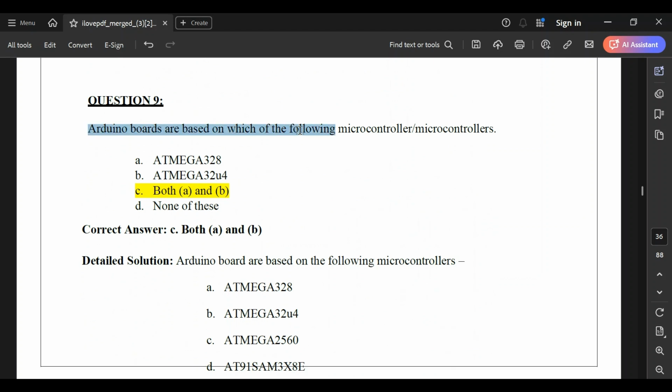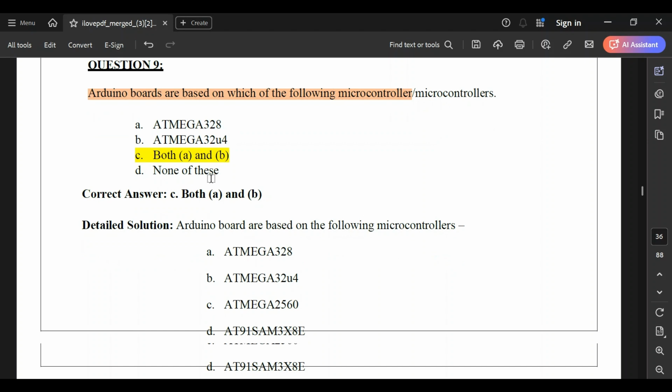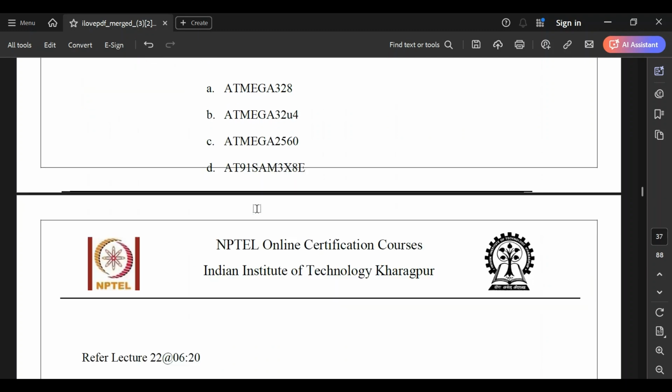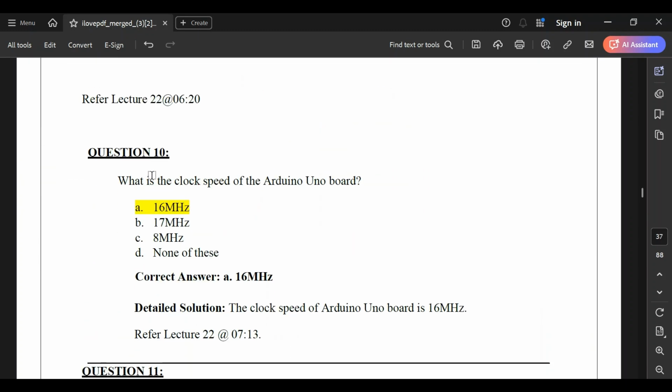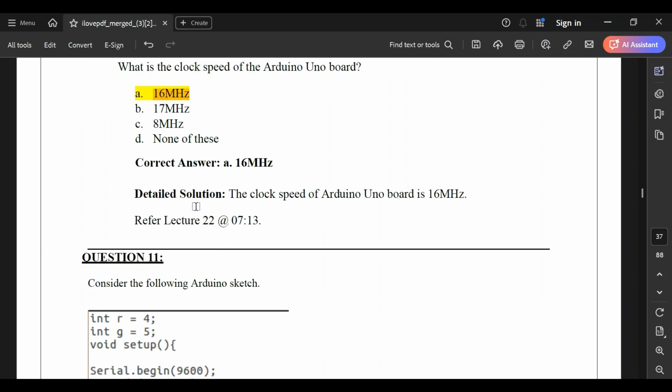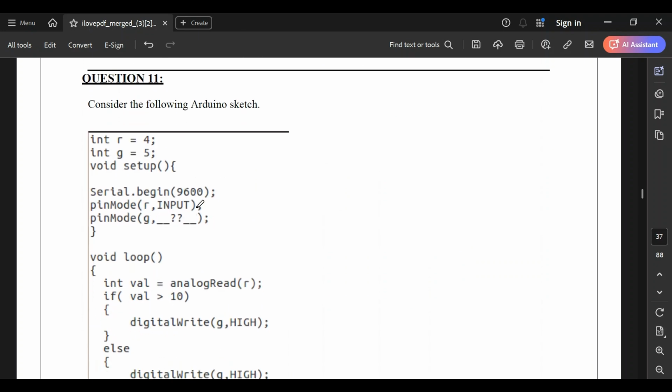Arduino boards are based on which of the following microcontrollers? So they are ATmega328, then ATmega32U4. These are both used. And another, you can see Arduino boards are based on which of the following microcontrollers. So you can have a read of these also. Okay, so what is the clock speed of the Arduino Uno board? You can see 16 MHz is there.